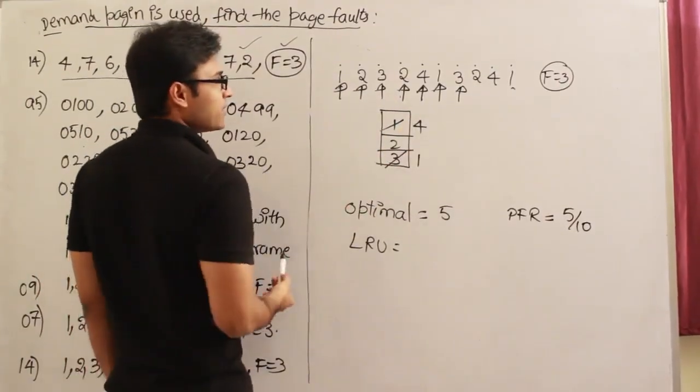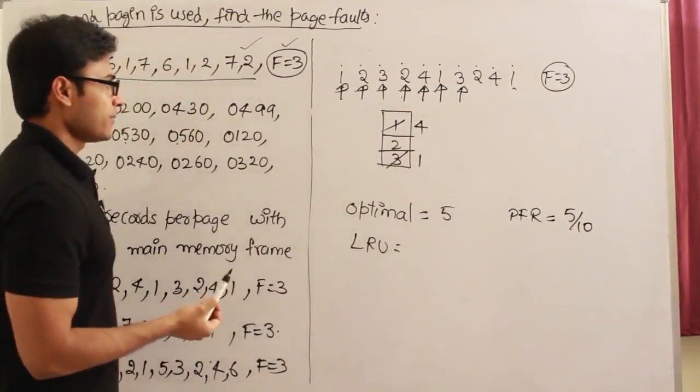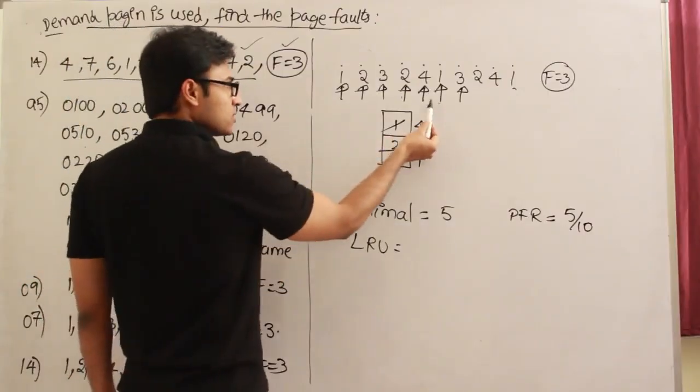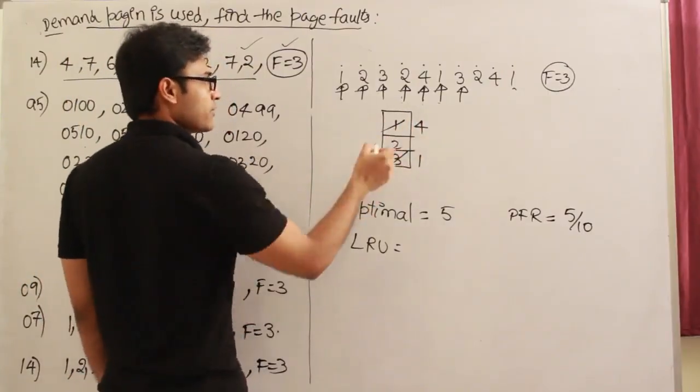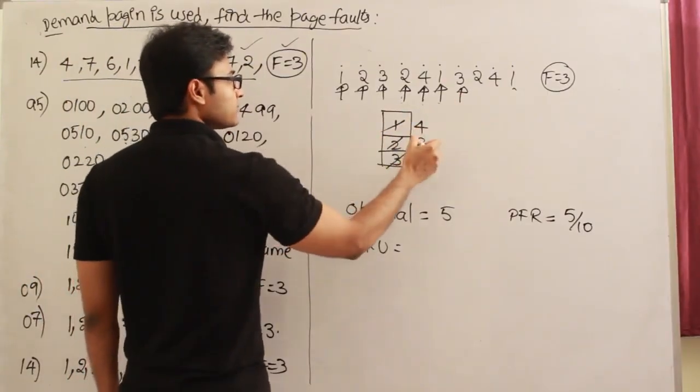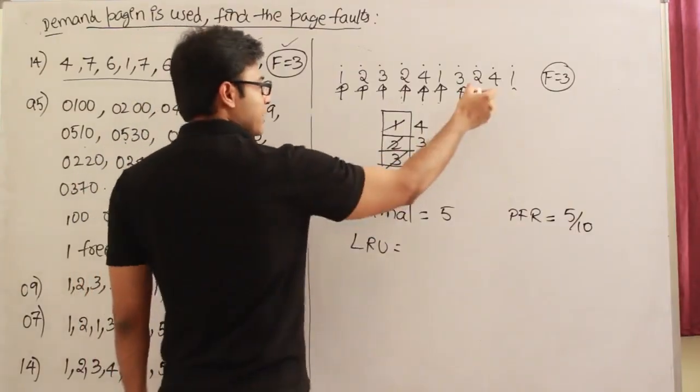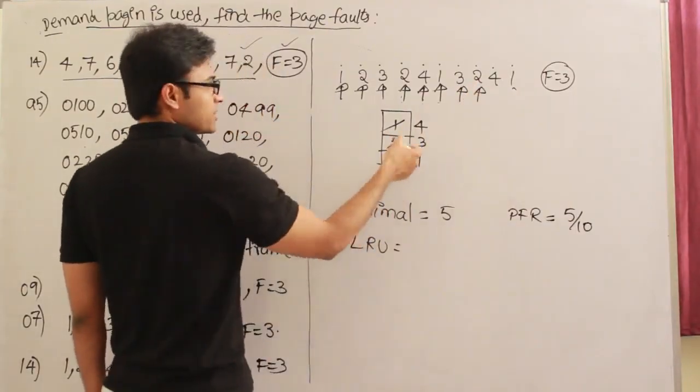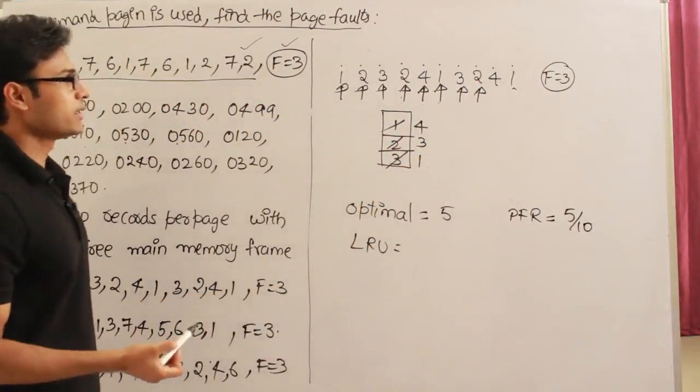Look at the past and think which one has not been used for a long time. If you look at the past, 1 is used, 4 is used, but 2 is not used for a long time. Therefore 2 will be replaced with 3, right? And then immediately 2 is required. Whenever you replace a page, you are getting the requirement, isn't it?